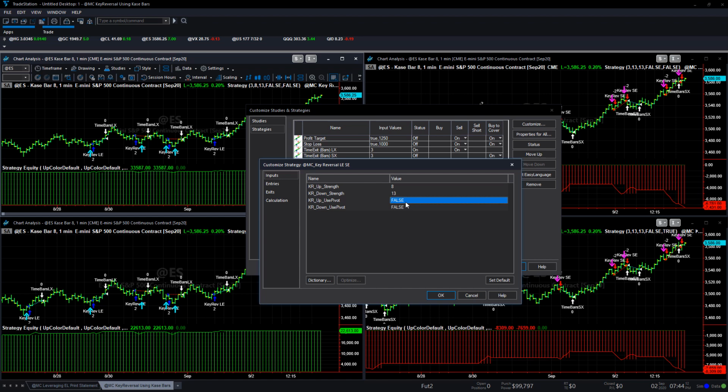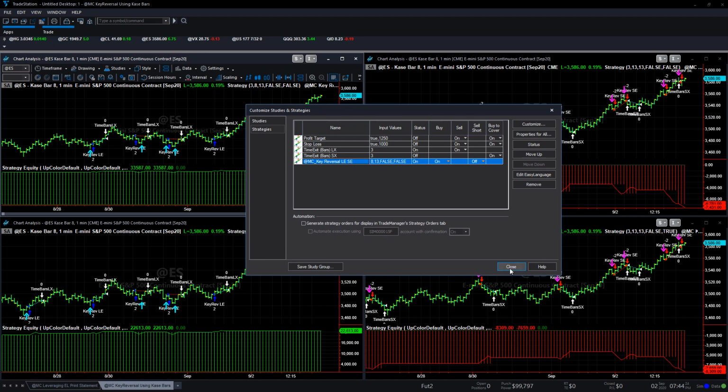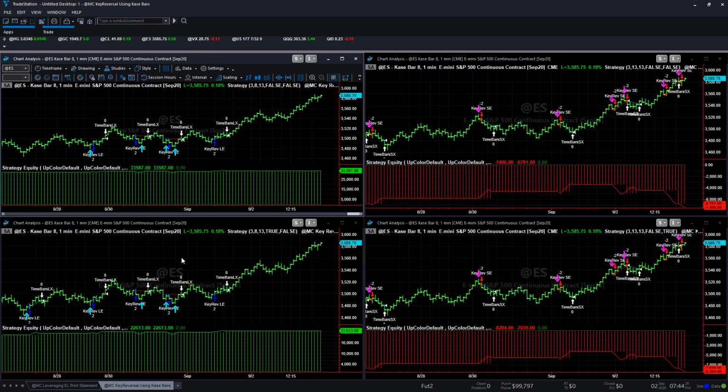But if I set this to true, then the strategy will not only trade key reversals, but it'll also trade any pivot condition that occurs in the chart. So I'm not going to turn that on now. In fact, I'm going to cancel this and click close, because this chart in the bottom has the pivot turned on. So here you can see there are 4 trades in this chart, and there are more trades, 5 trades in this chart, because this was a pivot trade, not a key reversal trade.